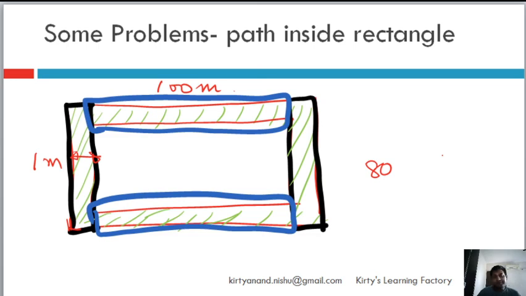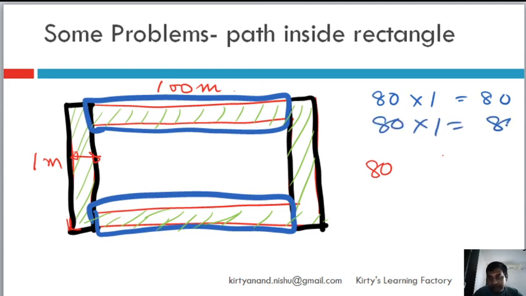So let's find out their areas. This rectangle, we know the width is 1 meter, right? So the width is 1 meter here. The length, we know it is 80 meters. So the area of this rectangle is how much? 80 into 1, 80. This rectangle is the same, again 80 into 1, 80 square meters.